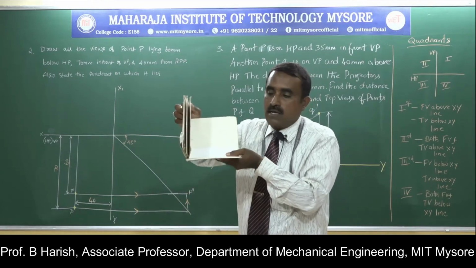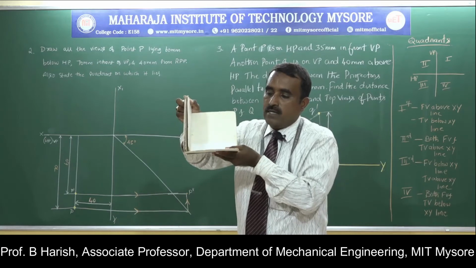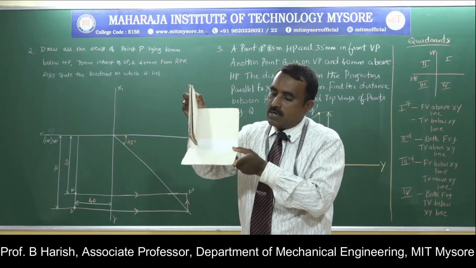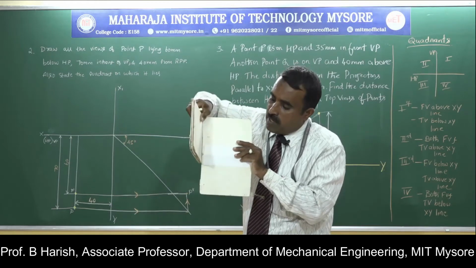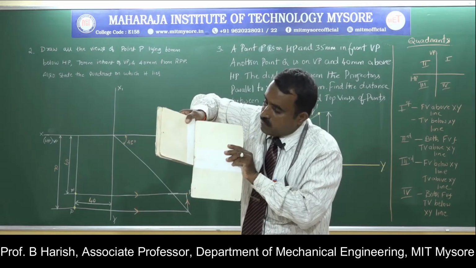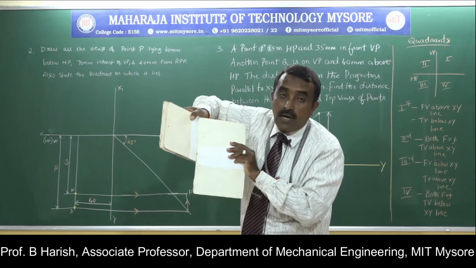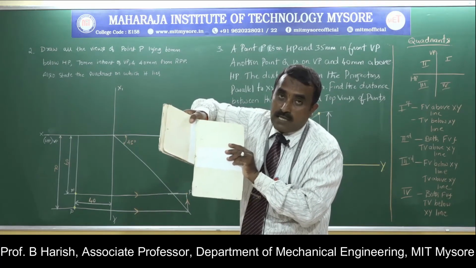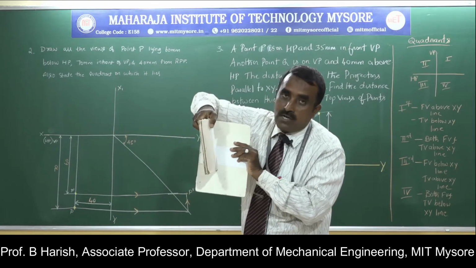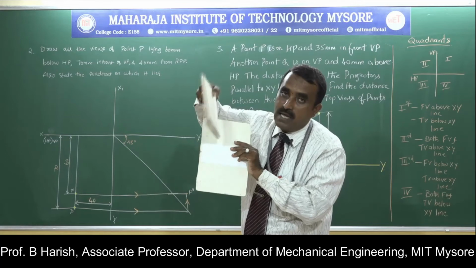So horizontal plane, vertical plane and profile plane. In the first quadrant, the horizontal plane is rotated clockwise and the profile plane will be opened outward. The intersection of the vertical plane and profile plane will be represented as the x1 y1 line, and the intersection of the vertical plane and horizontal plane as the xy line.